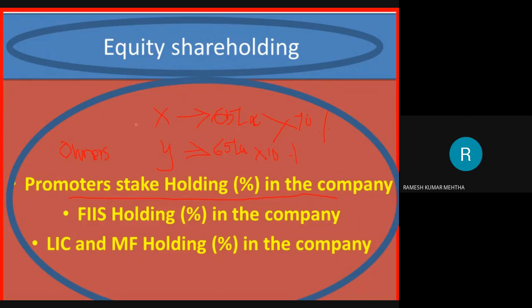Means what here? In this case, 70% of the shares are held by the owners or the promoters of the company. In this case, only 10%. Here they are very confident about the company's business model and future. Here they are not confident about the future, and there is an element of doubt. And apart from this, you have to look at FII holdings, mutual fund holdings, and LIC holdings.